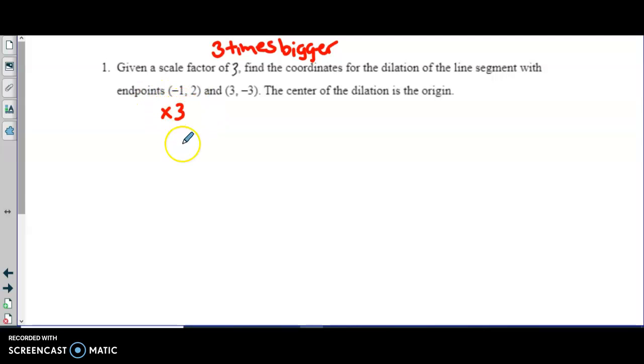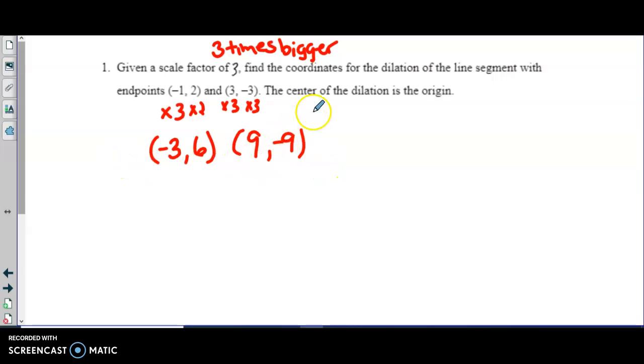So I'm going to multiply the -1 by 3 and get -3. I'm going to multiply the 2 by 3 and get 6. Then I'm going to multiply the 3 by 3 and get 9. And then I'm going to multiply the -3 times 3 and get -9. These would be my new endpoints. Because it's getting 3 times bigger, I just multiply everything times 3 to get my new endpoints. I'm actually not going to show you graphically because I think this is the easiest way to do it.